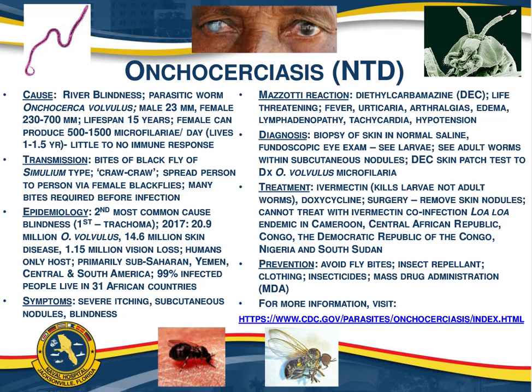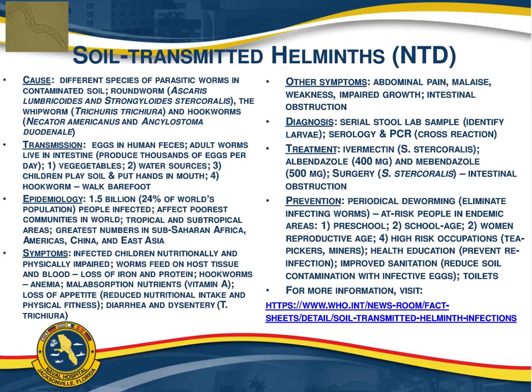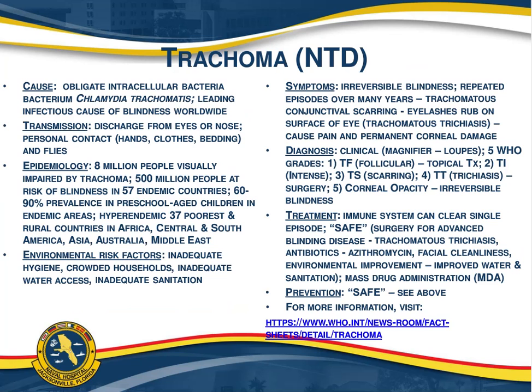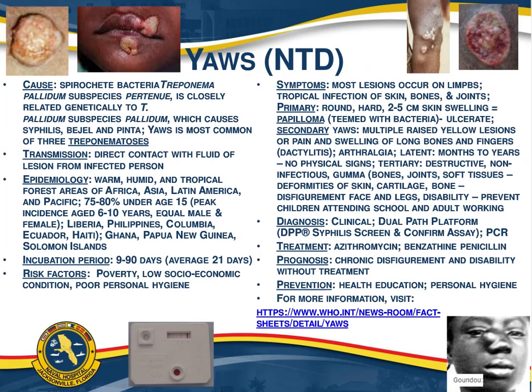And onchocerciasis, and again, caused by flies, and it's again, a little tiny worm. Soil-transmitted helminths, worms. Trachoma, which is chlamydia, the number one infectious disease cause of blindness in the world. And then my last slide was on yaws, which is the same family as syphilis, but you can look over some of the information there.